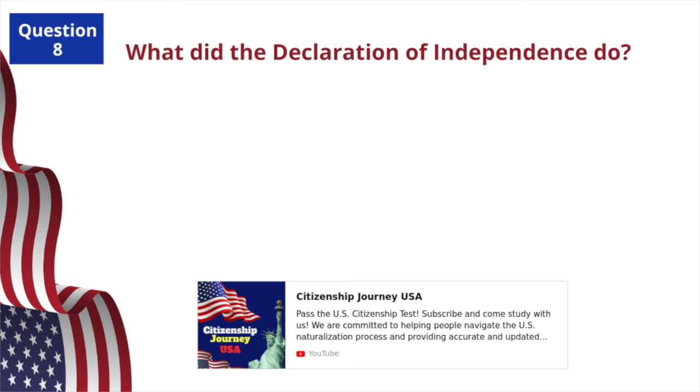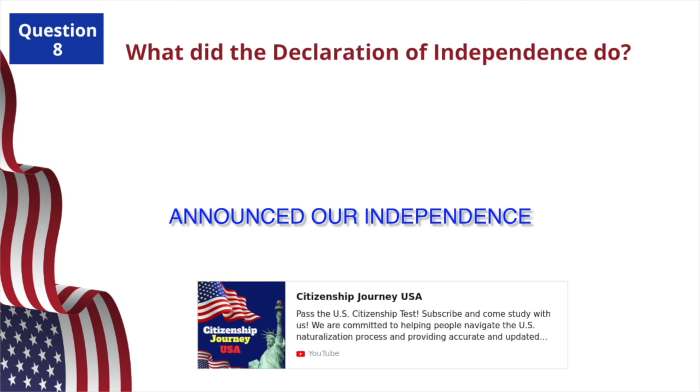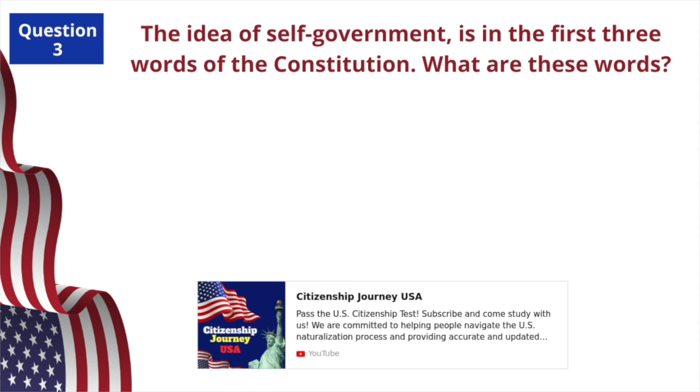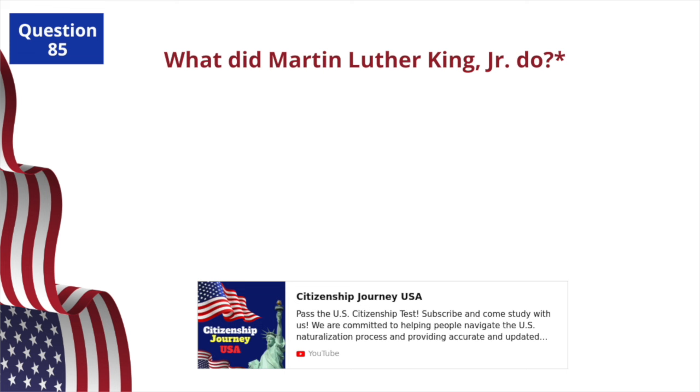What did the Declaration of Independence do? Announced our independence from Great Britain. The idea of self-government is in the first three words of the Constitution. What are these words? We the people. What did Martin Luther King Jr. do? Fought for civil rights.